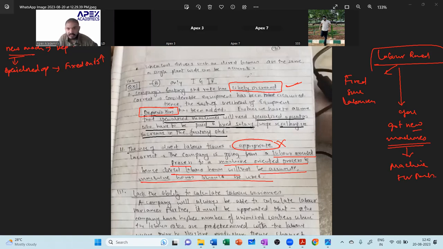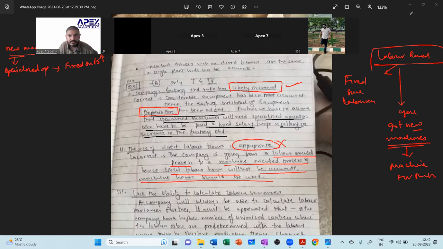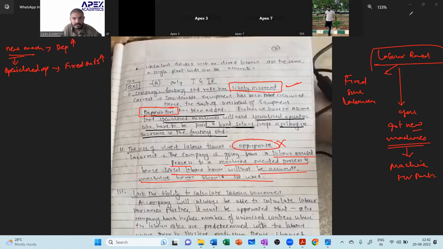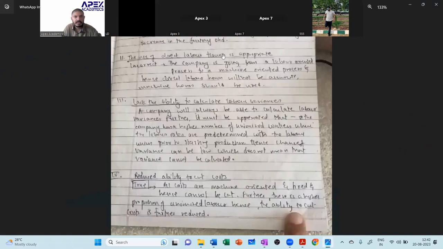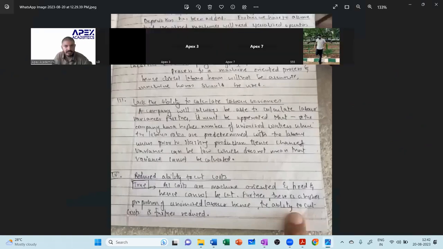Third, what is the third one they are saying? Please pay attention. They are saying in the third one, there will be a lack of the ability to calculate labor variances. This is a wrong statement. Why can't you calculate labor variances? Do you know your budgeted? Yes, sir, I know my budgeted. Do you know your actual? Yes, sir, I know. Then calculate variance. Who's stopping you? Somebody has put a gun to your head and says, if you do this, I'll shoot you. It's nonsense. A company will always be able to calculate labor variances. A company which cannot is showing you an inefficient, third-class management. Keep that much in mind.